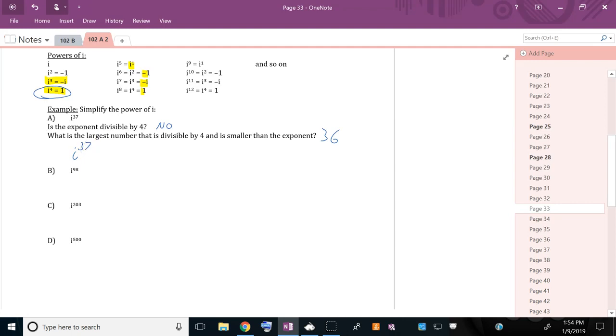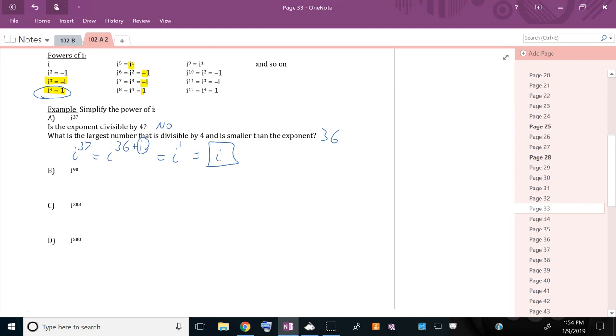So I'm going to take my problem, i to the 37th, and I'd like to rewrite it in terms of 36. Now I can't actually change my problem. So I've got the 36. 36 plus what is 37? 36 plus 1. So I'm going to rewrite like that. The way these work out, whatever we end up adding there, which should only ever be a 1, 2, or 3, that's what we end up with. So I get i to the 1st, which is just i.